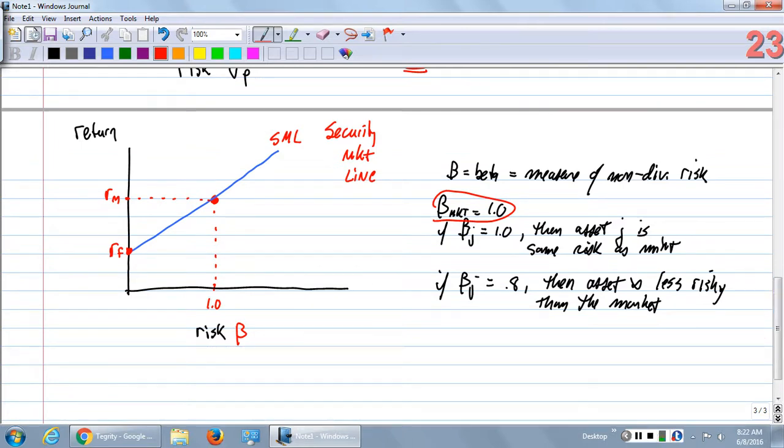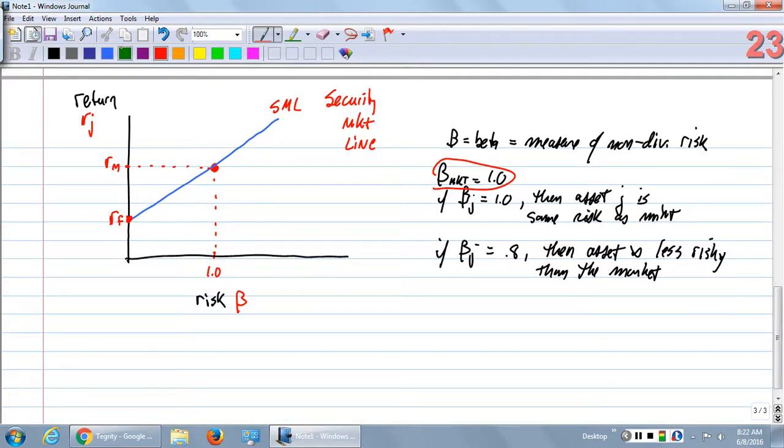Okay. It is a line, so let's think about the equation for this line. Let's put R sub J, because that's the return on an asset. First, if you remember the equation of a line, you need the y-intercept. So where does this security market line intercept the y-axis? It intercepts it at the risk-free rate. So there's our y-axis. Then we need our x variable.